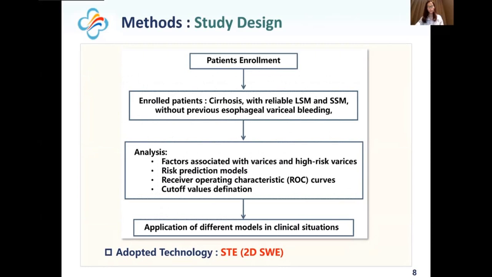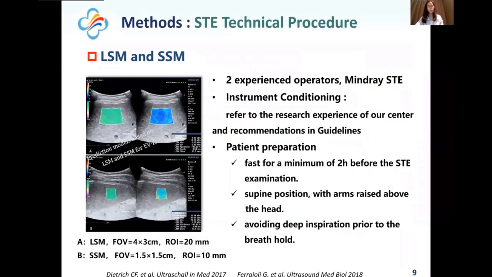Cirrhotic patients without a history of variceal bleeding were enrolled in the study. We used STE to measure liver and spleen stiffness in all enrolled patients. STE is also a kind of 2D SWE technology. And finally, those with reliable LSM and SSM results were included for analysis. In our study, all LSM and SSM detection was carried out by 2 experienced operators using STE. The instrument conditioning referred to our previous research and the recommendations of elastography guidelines.